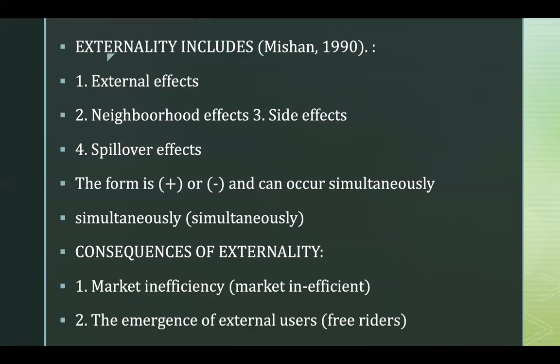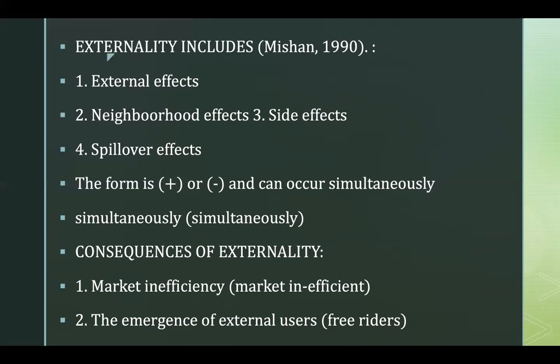Based on Mishan in 1990, externality includes external effect, neighborhood effect, side effects, and spillover effect, in the form of plus or minus, positive or negative, and can occur simultaneously. The consequences are market inefficiency and also the emergence of external users, free riders. I think I already mentioned this one in the previous meeting. I remember.